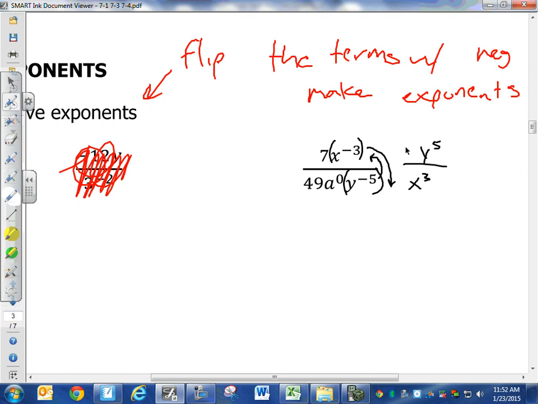49 divided by 7. And then it would be 7 divided by 49 because a to the 0 is 1. This is starting to get crowded. Let me just show you this. We'd have 7, the y to the 5th becomes up. We'd have 49. A to the 0 is 1.